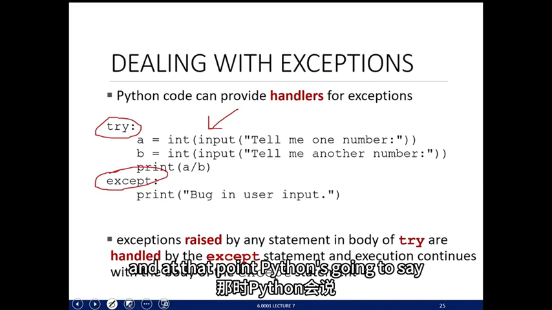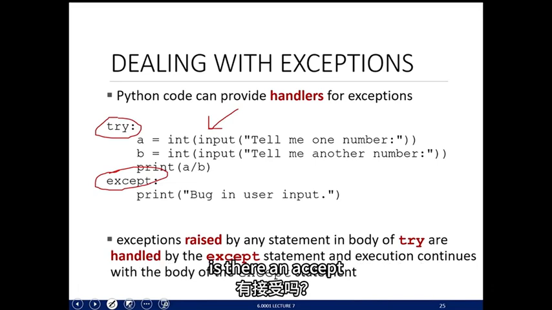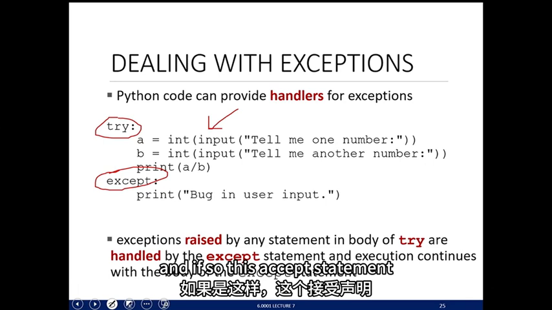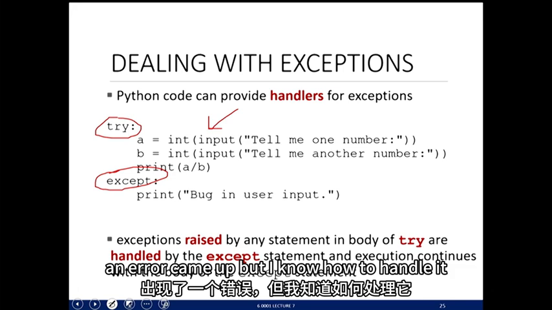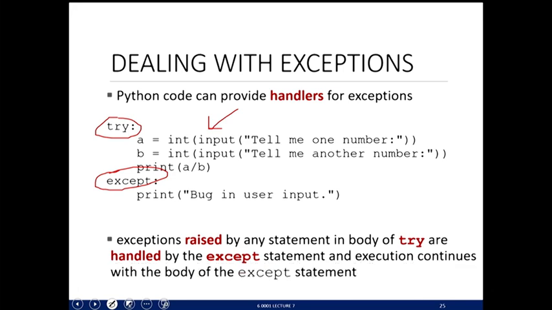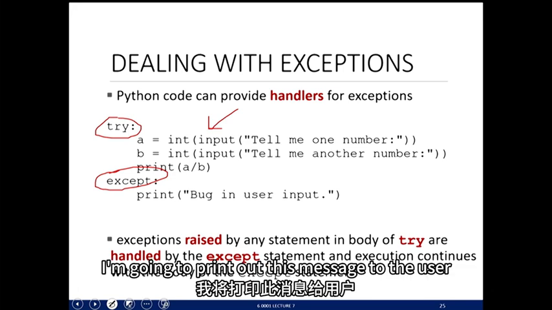And at that point, Python's going to say, is there an except statement? And if so, this except statement is going to handle the error. And it's going to say, OK, an error came up, but I know how to handle it. I'm going to print out this message to the user.